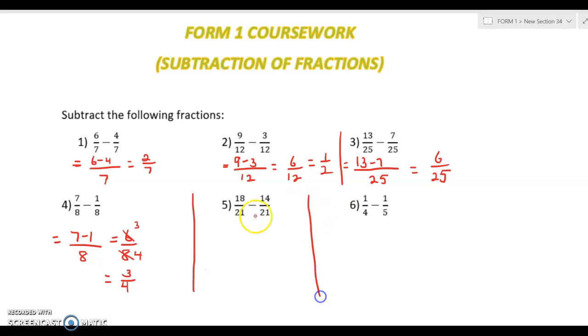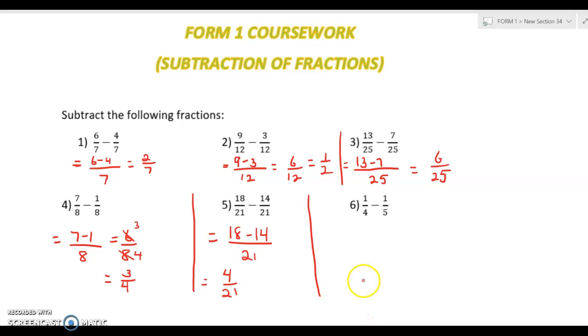Alright, let's look at number 5. 18 over 21 take away 14 over 21. We have a common denominator of 21. So we just subtract our numerators. So 18 take away 14, we will get 4 over 21.